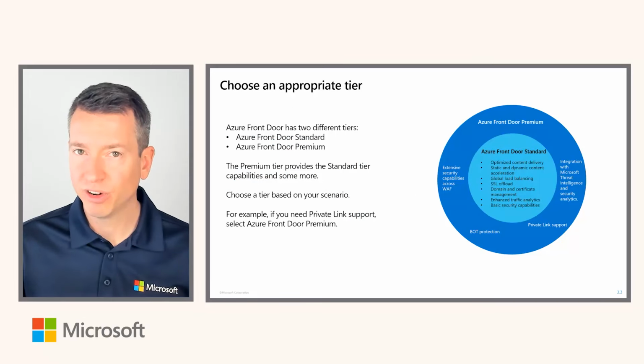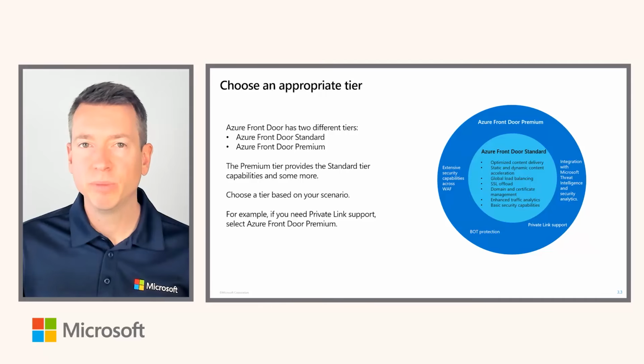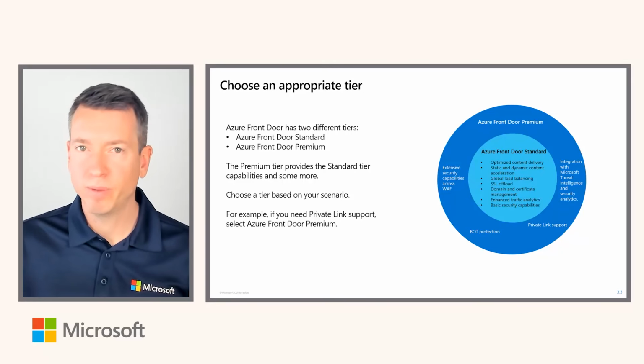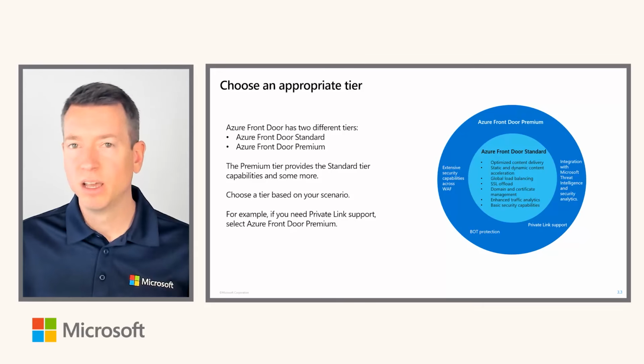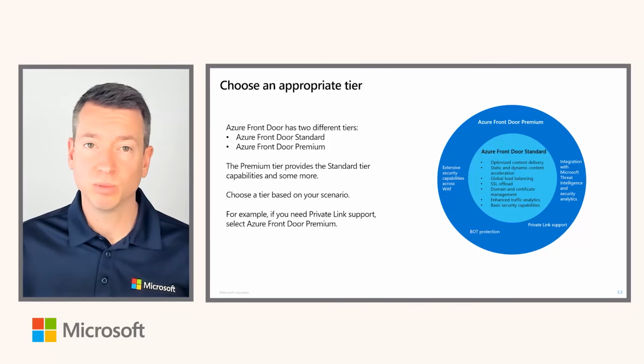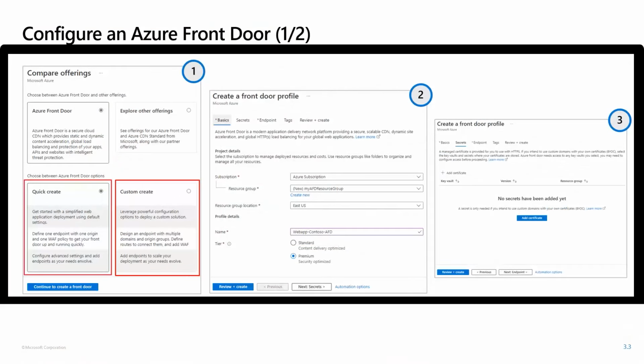Know that Azure Front Door has two different tiers, Standard and Premium. The Premium provides features such as Web Application Firewall managed rule sets, bot protection, and private link support. You can create an Azure Front Door through the Quick Create or Custom Create option. The Quick Create option allows you to configure the basic settings of your profile, while the Custom Create option enables you to customize your profile with more advanced settings.